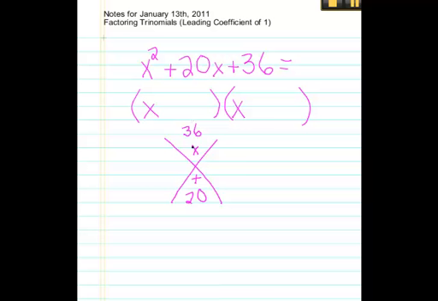So factors of 36 that add up to be 20. Factors of 36, obviously 6 times 6, but 6 plus 6 does not give us 20, so that would be wrong. Other factors of 36. Well, another factor of 36 could be 12 and 3. 12 times 3 is 36, but 12 plus 3 is only 15, so that's not going to work. And we continue on through the factors until we find one that does work.